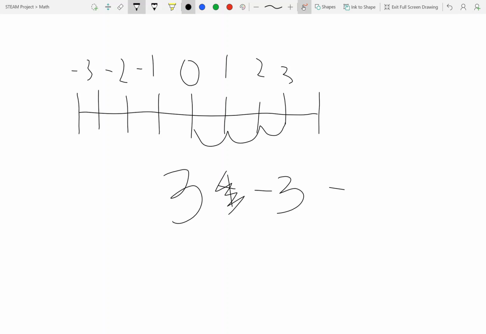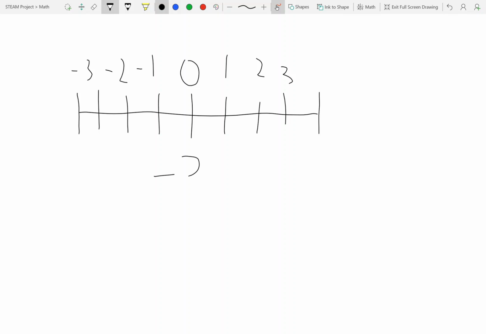Now, let's try subtracting negative numbers. Okay, so now let's do -3. Wait, sorry. 2 negative 1 minus 2. So if we go from -1, we have to go to the left by 2 more units. So -1, 1, 2. So this would be equal to -3.